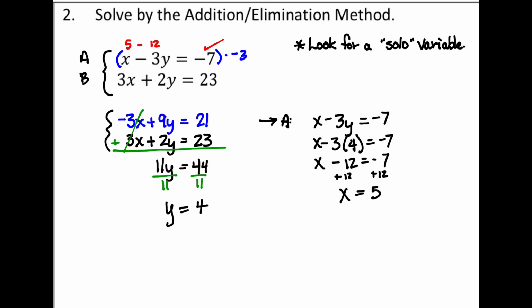3 times x, or 3 times 5, is 15. Add 2 times y, which is 8. Add those together, you get 23, and that works. So you just do whatever it takes so you can double check yourself. Okay, and there's my solution. Don't forget to write it as a point.